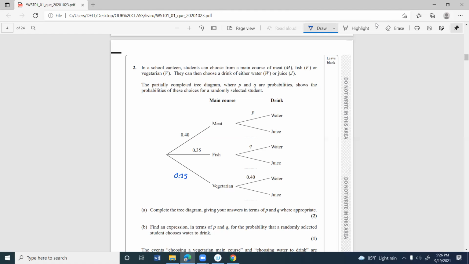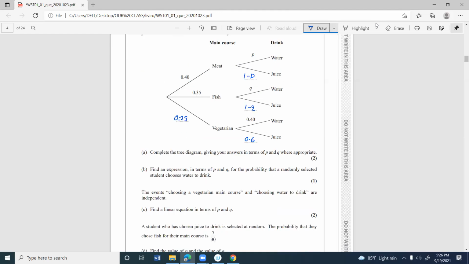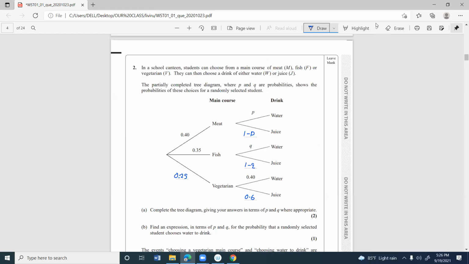Then this one should be 1 minus p, and this is 1 minus q, and this is 0.6. We know that individual additions should be 1, because that is one complete event. Complete the diagram, giving your answer in terms of p and q where appropriate. Okay, so we can get these answers like that. Find an expression in terms of p and q for the probability that a randomly selected student chooses water to drink. Water to drink means these columns.